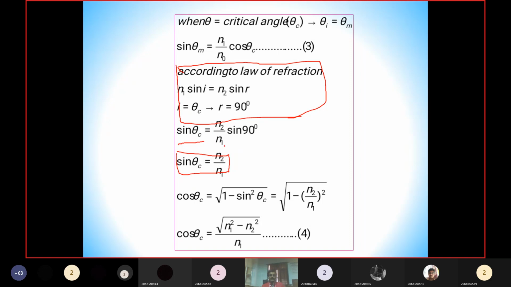Now we have to convert sin theta C into cos theta C. There is a relation between sin theta C and cos theta C: cos theta C is equal to under root of 1 minus sin square theta C. Substituting the sin theta C value, cos theta C is equal to under root of 1 minus N2 by N1 whole square. If you simplify it, cos theta C is equal to under root of N1 square minus N2 square, by N1. Now substitute this cos theta C value in equation number 3.